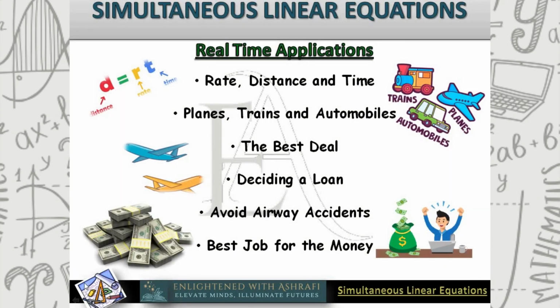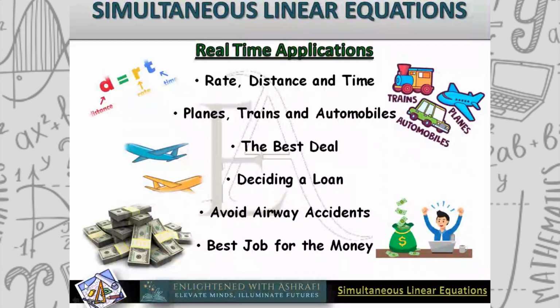Simultaneous linear equations can be used in your real life, in your daily life also. Firstly, for finding out the rate, distance and time. This can be used to calculate the best route for your running or cycling. You can have mathematical expressions based on the distance and the average speed of various routes that you take. On the basis of this, you can calculate the best route for your cycling or for running.